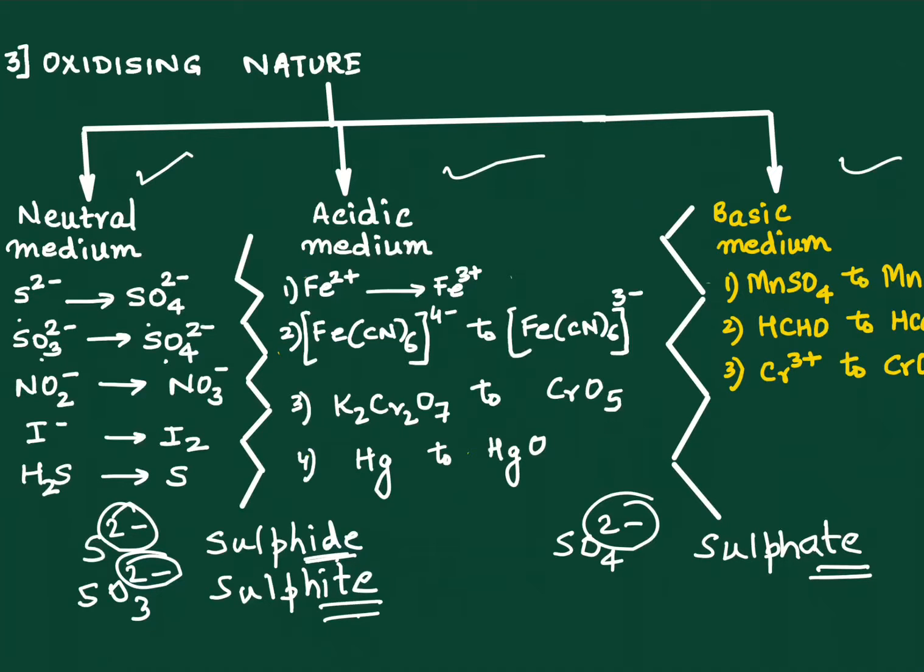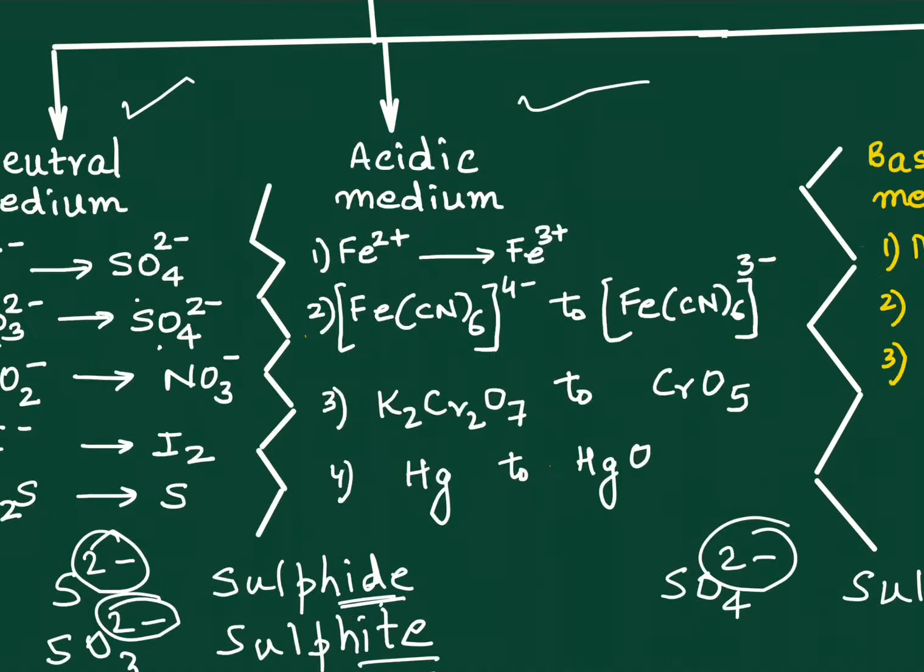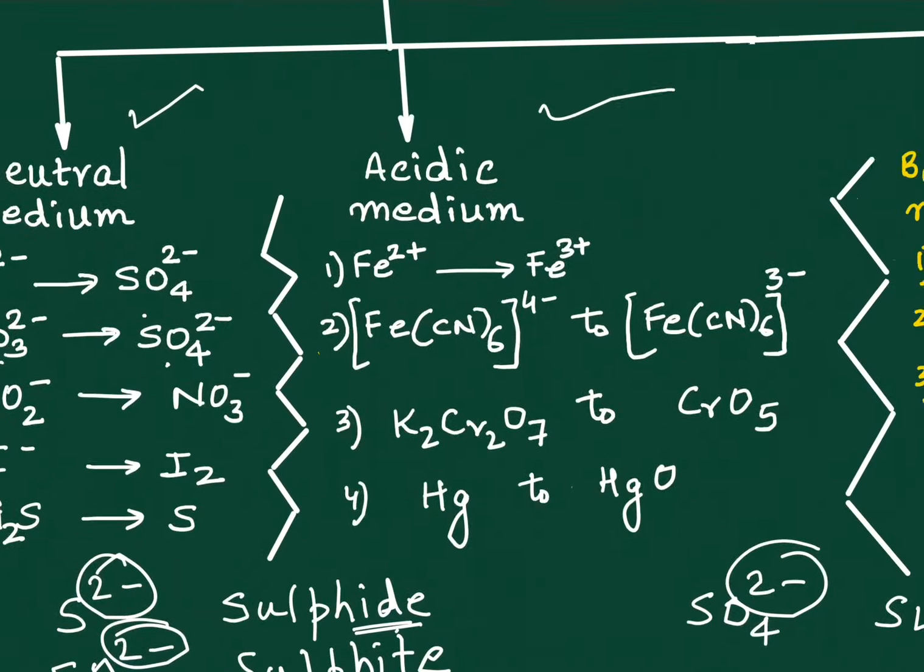Same way for acidic medium, we are going to cover 4 reactions over here. Basic medium, we are going to cover 3 reactions. Hydrogen peroxide, interestingly, also has reducing nature. So how to go about writing these reactions? Let's go ahead and take it up one at a time.